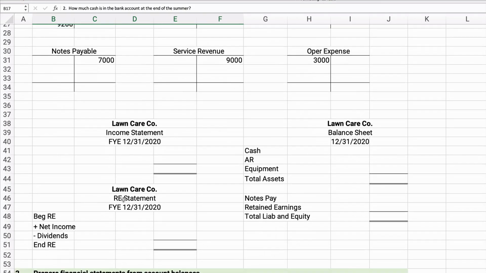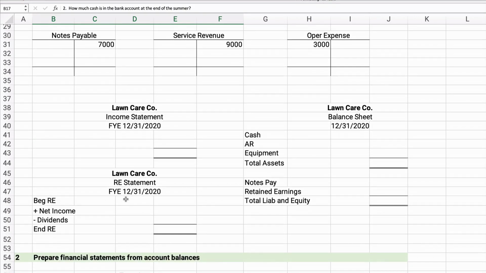So what I've done, I've just built these financial statements just to be a little bit quicker. So our income statement, we're going to start with what? What is an income statement? The income statement is going to be service revenue minus any operating expenses. What's the balance of service revenue? Our service revenue is 9,000.